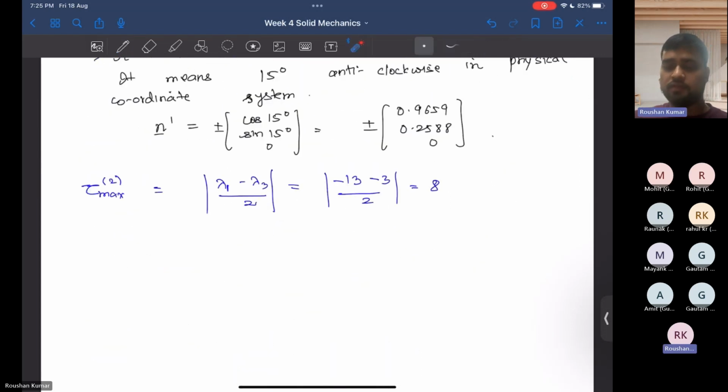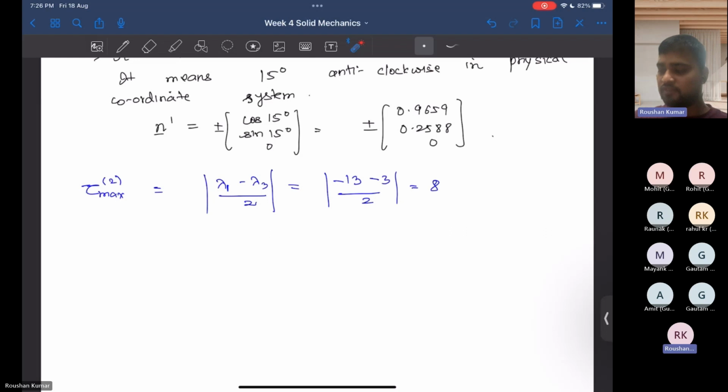And to find out the maximum shear stress value on the lambda 1 and lambda 3 plane, we have to find out the maximum shear stress corresponding to lambda 1 and lambda 3 plane. There are two ways to find the plane on which this maximum shear stress is acting. The first way is to draw the Mohr circle for the lambda 1 and lambda 3 plane. The second way: as we know, the lambda 1 and lambda 3 planes are perpendicular to each other.